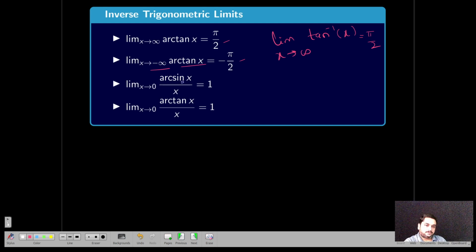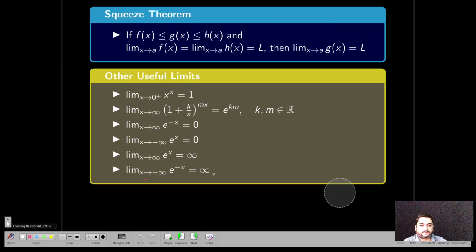As x approaches 0, sin inverse x by x is 1. As x approaches 0, tan inverse x by x is 1. So you can simply solve and you will get the answer. I'm not explaining how we got that. You can just solve them and solve the limits.